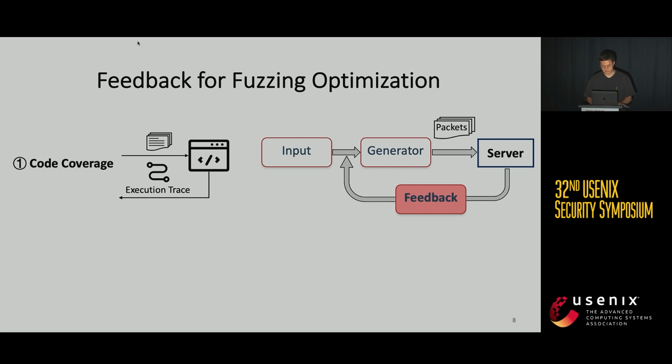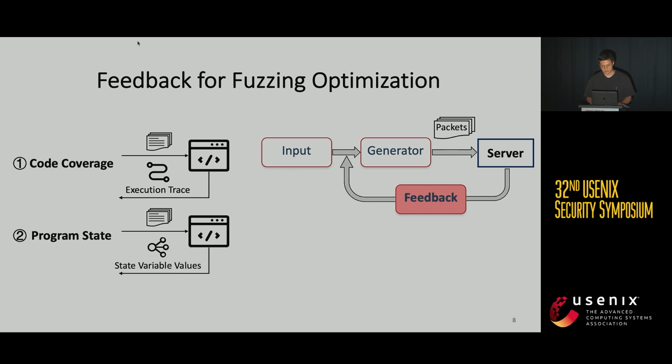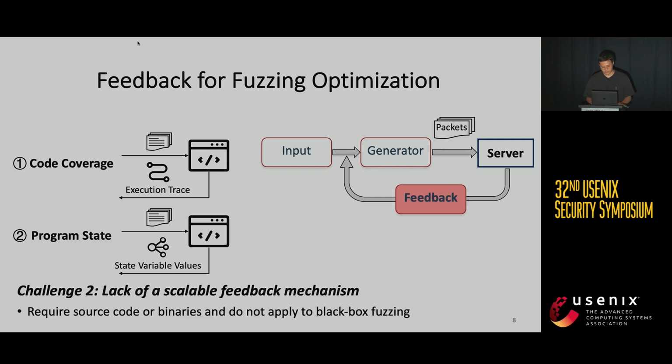For the second part, feedback, code coverage is a widely used mechanism to record the execution trace of each input. Besides, some work introduces program state based on the values of state variables in the program. However, those methods require source code or binaries and don't apply to black box fuzzing. We demand a scalable feedback mechanism.